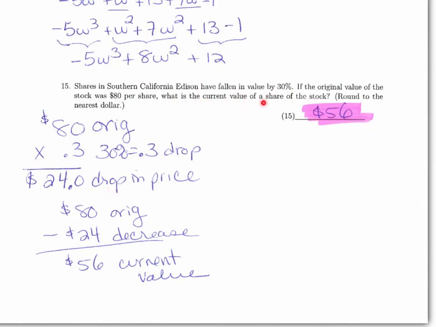What is the current value of the stock? Well, it's the original minus whatever it lost to get the current. So what we lost was the decrease. We found that here. So 80 minus 24 equals 56. So that's it.